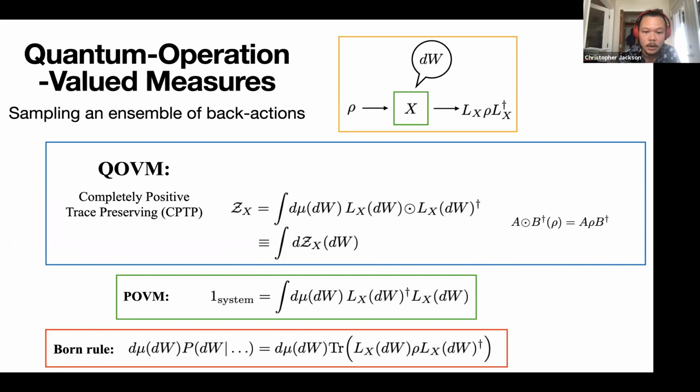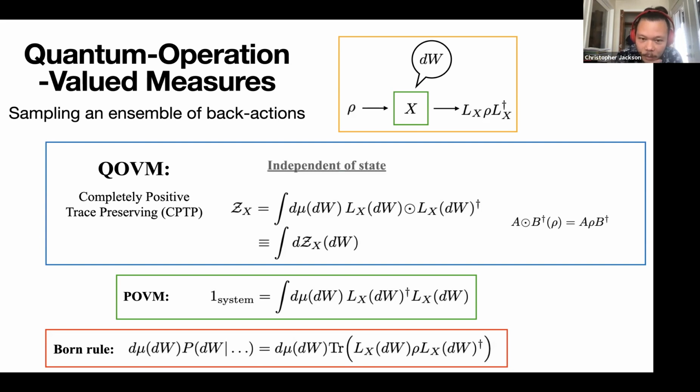Okay, and to call this a quantum operation valued measure, to me, is to stress that this dW is to be thought of as being sampled. But what's really important is that the way it's being sampled, or the way it's thought to be sampled, isn't real. Yeah, you don't have to do the measurement to do the math.